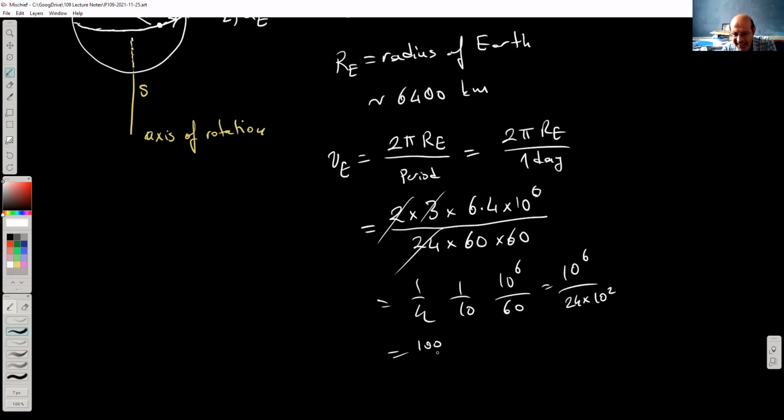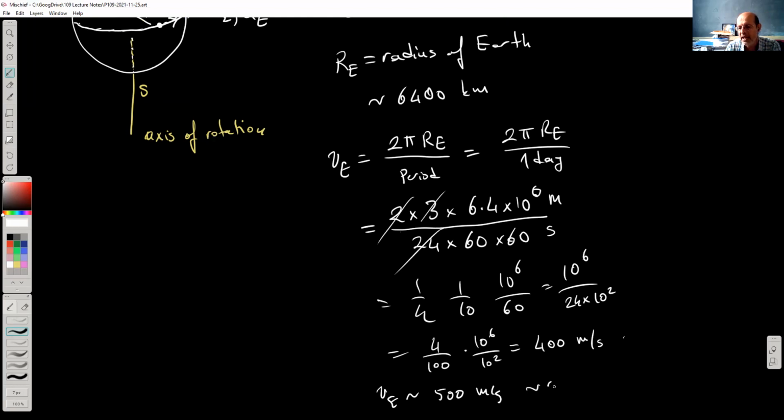Sorry about that. I need to do it in the opposite way. So that's 4 divided by 100, all right? Then 10 to the 6 divided by 10 to the 2. And let's see, that's about 400. And the units should be meters per second because I have used meter units in here. So let's say this is meters and that's in seconds. So that's meters per second. I made lots of mistakes actually, so the correct value is about 500, close to 500 meters per second, which means like half a kilometer per second.